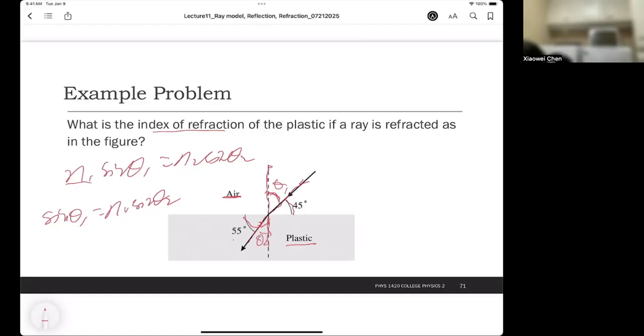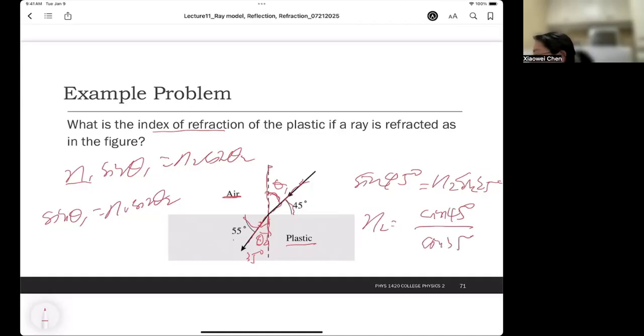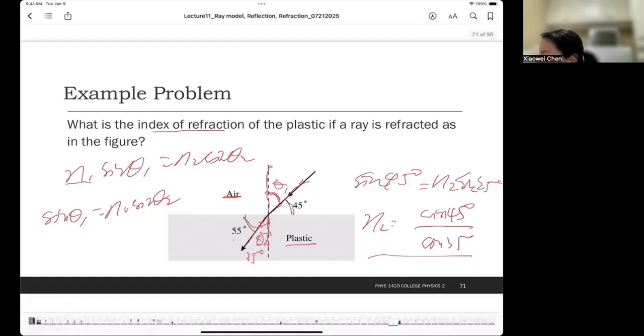So sin 45 degrees equals n2 sin 35 degrees, which means n2 equals sin 45 degrees divided by sin 35 degrees. You just calculate this to get the plastic's index of refraction. That makes sense to you? Okay, I will leave this to you.